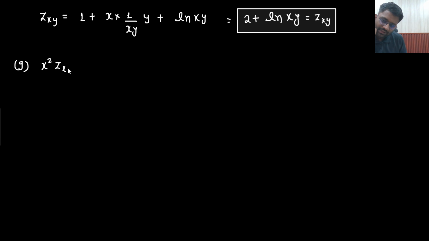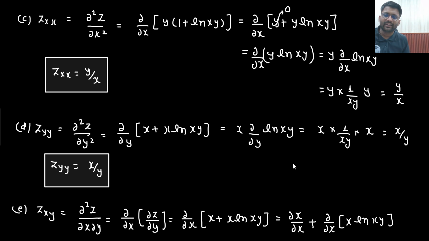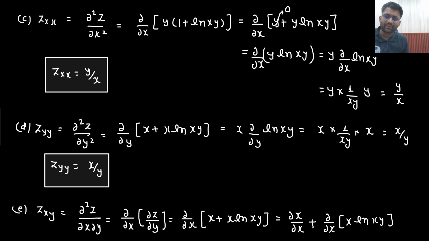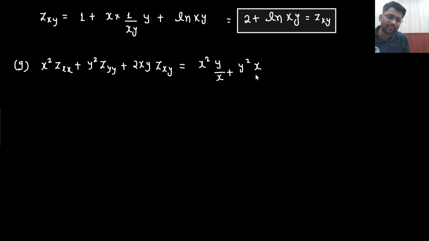x square z xx plus y square z yy plus 2xy z xy. So what is x square? x square is as it is. What is z xx? z xx is nothing but y by x plus y square. What is z yy? z yy is nothing but x by y plus 2xy. What is z xy? That is 2 plus ln xy, right?